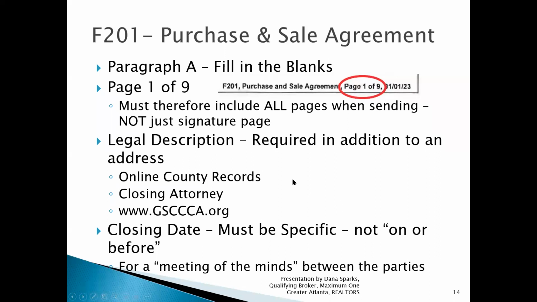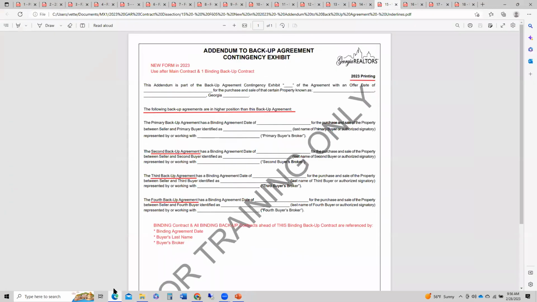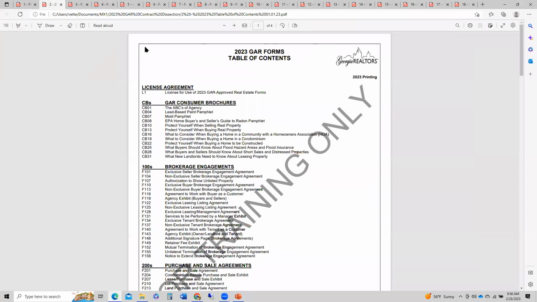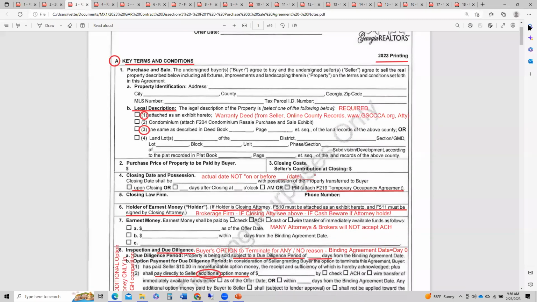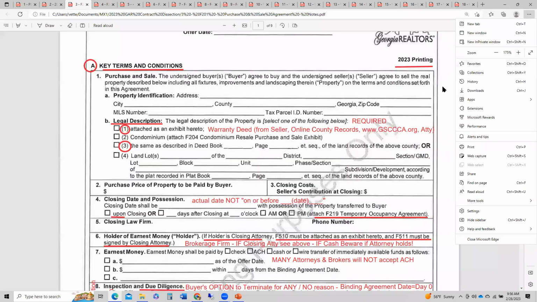On the closing date, you will want to be specific, not put on or before. GAR used to have that in their contract several years ago where it said closing to be... I'm going to do this, you guys. I'm going to show you the PowerPoint, and then I am going to flip to the actual purchase and sale agreement also, so you can get a little bit of context. I hope I don't make anybody dizzy, but I believe it's a little bit easier to see, to get a little bit of context while we're looking at the slide.